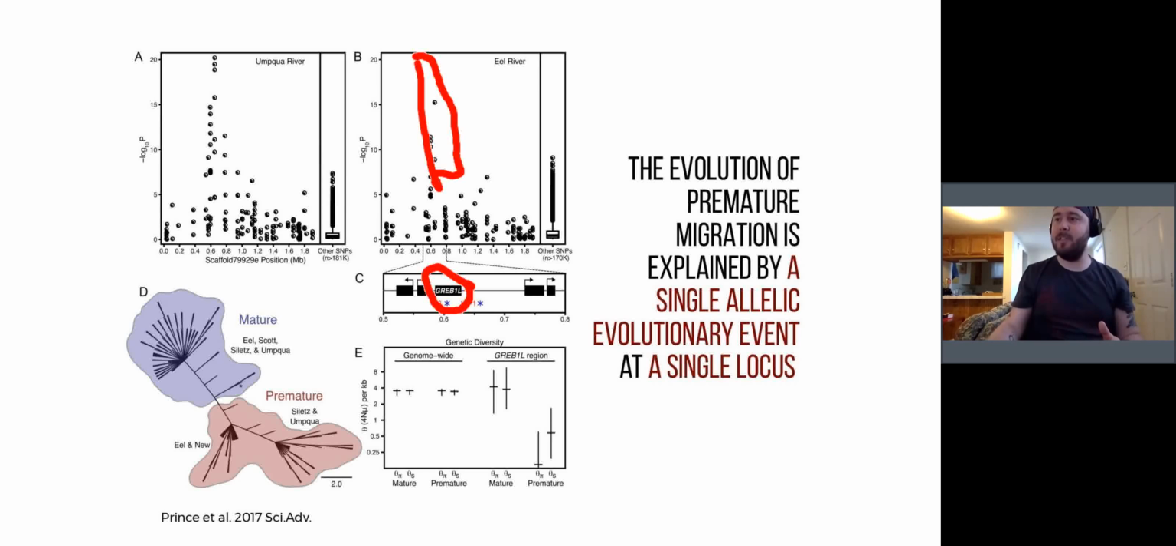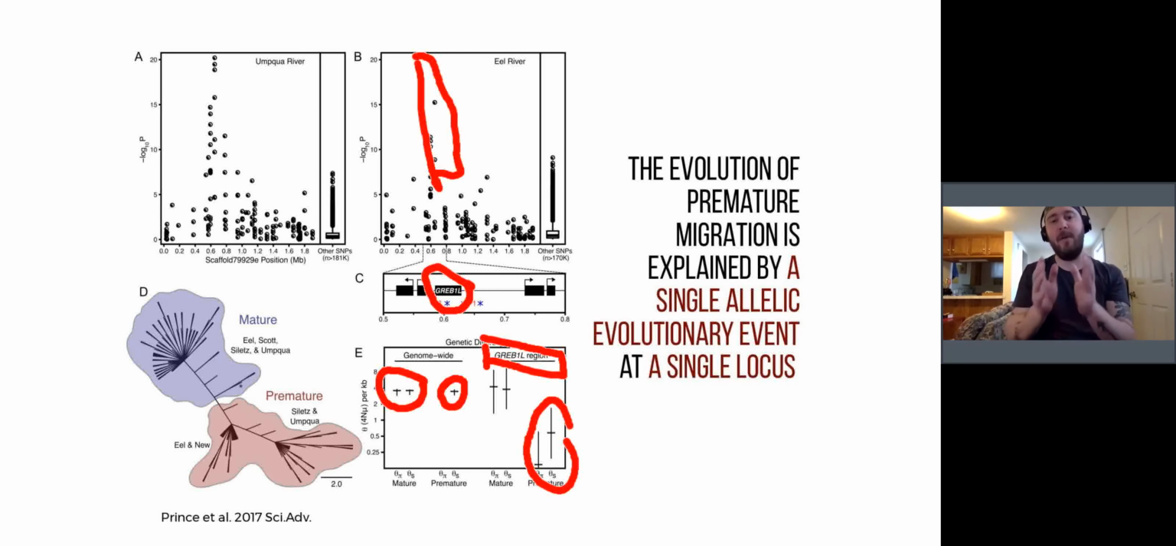So this is genome-wide diversity in premature and mature migrants. And as you can see, they're very similar. But in this GRABL1 region, in this gene region here, there's a huge difference between mature and premature. And as you can see, genetic diversity in premature has decreased substantially. So this is a very good indication of a selective sweep, so that there's some sort of selection going on in this gene region. And there's a causative mutation in this GRABL1, which actually switches the population from a mature migrant to a premature migrant.